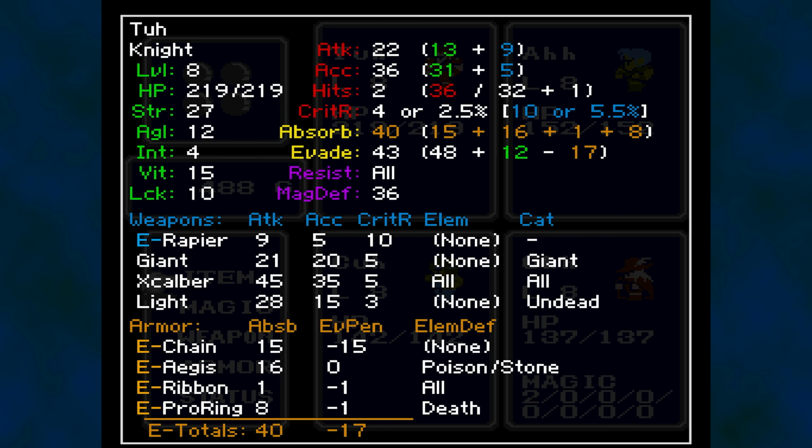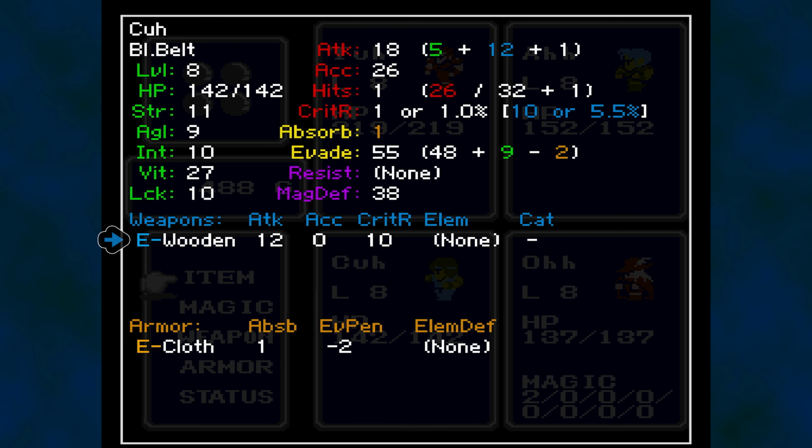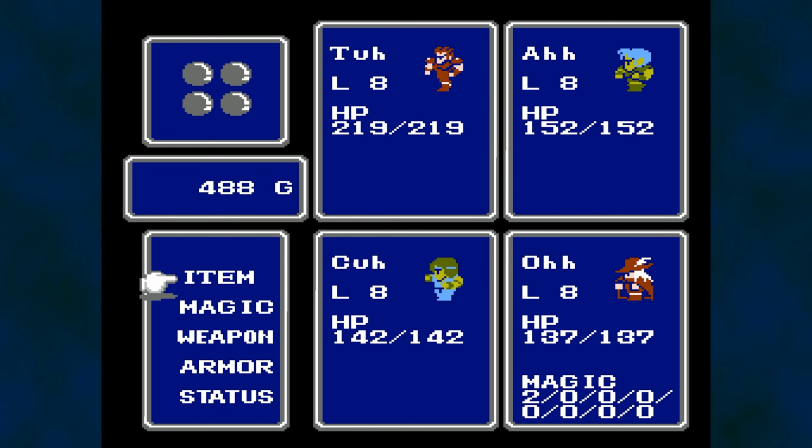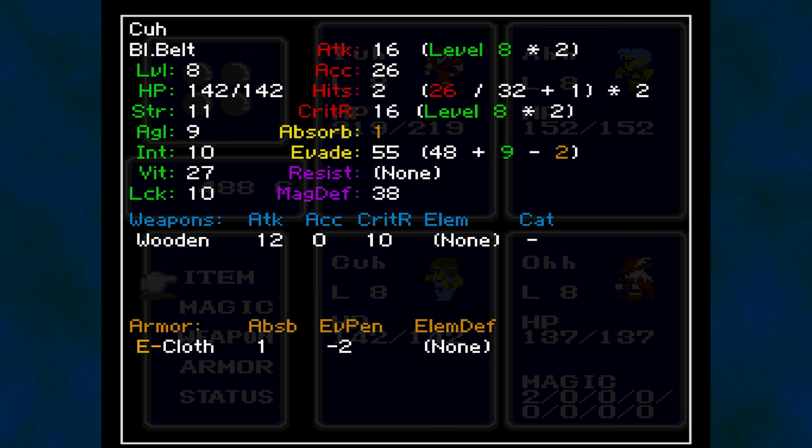Oh wait, if this wasn't enough, the Black Belt and Master classes play by their own rules. With a weapon equipped, attack power gets an extra +1 in addition to the half strength plus weapon damage calculation. But what is really interesting is what happens when you don't have a weapon equipped. With no weapon equipped, Black Belt and Master use their current level ×2 for both their attack power and their critical hit value. Also with no weapon equipped, the number of hits they have is doubled. So it's the same basic formula as everyone else, accuracy divided by 32 plus 1, but you double the result.